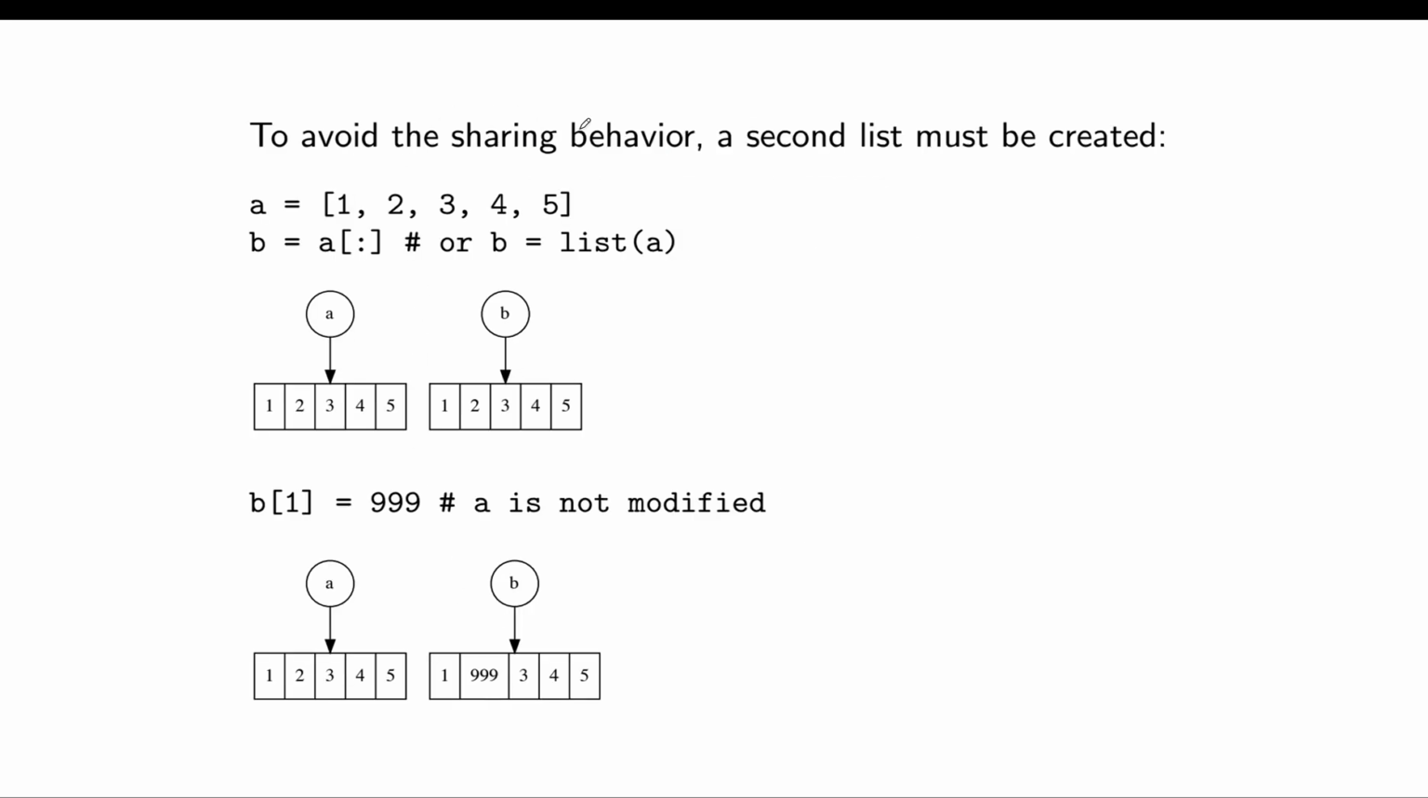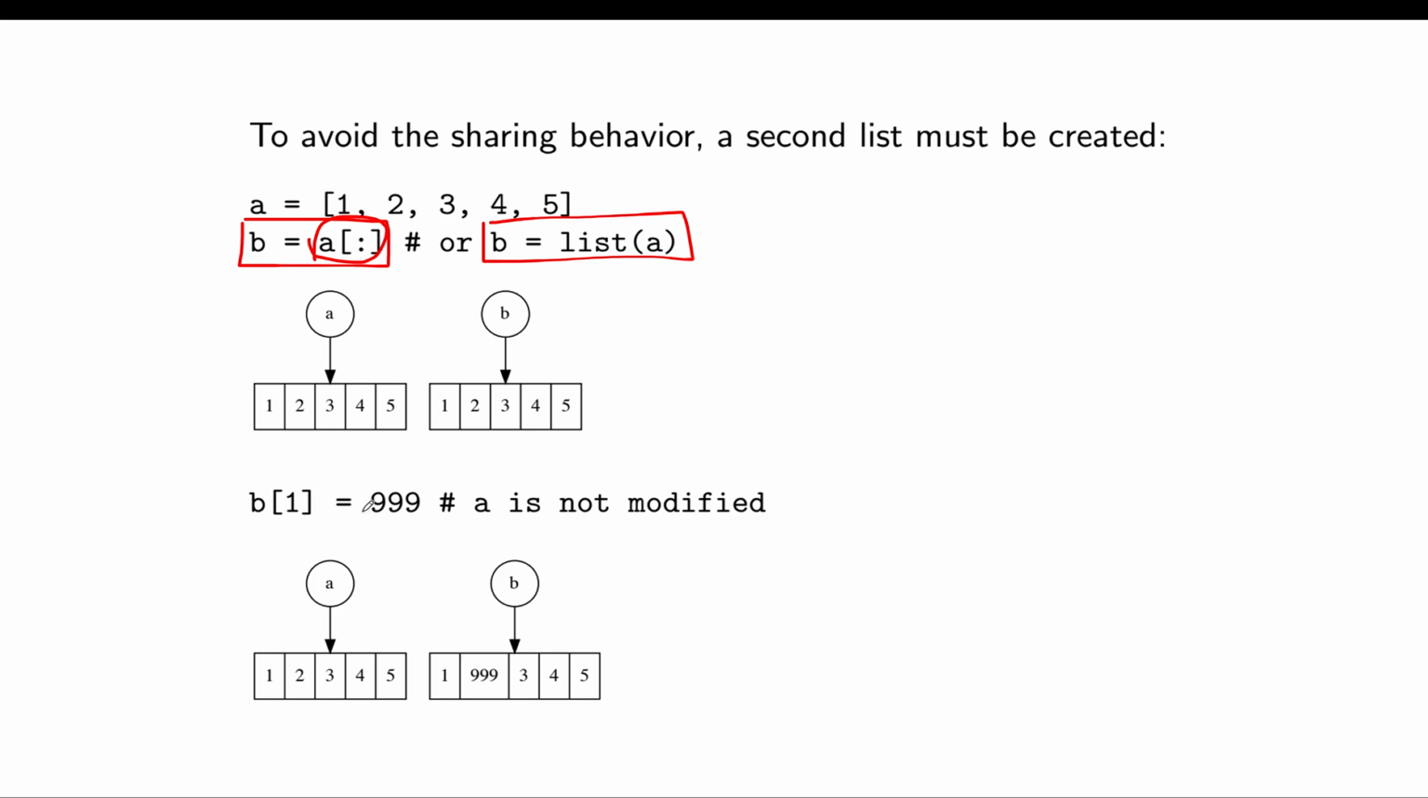Now, what if I wanted to copy it? My intention was to copy it. Well, this is how you do it. You use this, or you use that. I personally like this one better, just because I don't like using list(A). I don't know why. So now I have two separate references, one for A, which refers to the original memory, and one for B, which refers to its own copy.